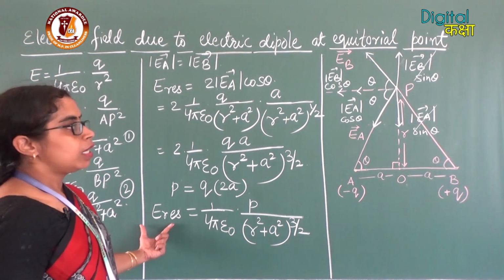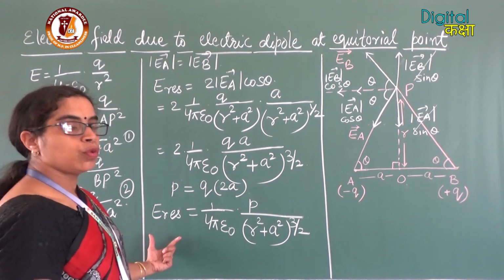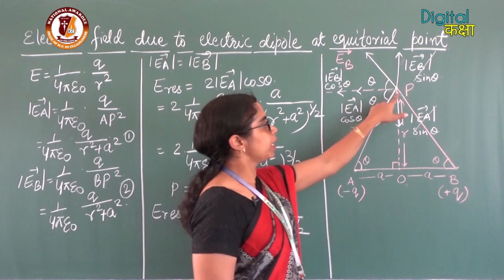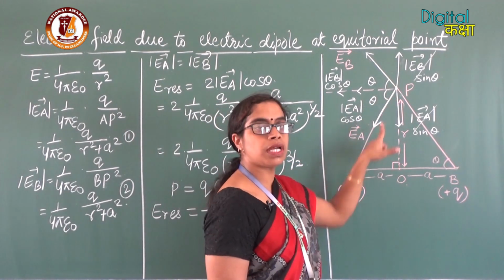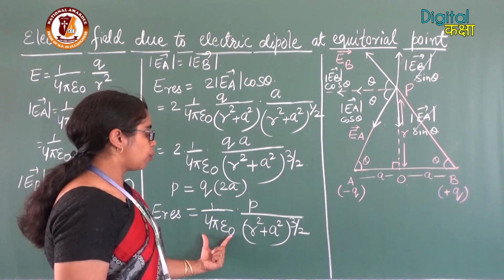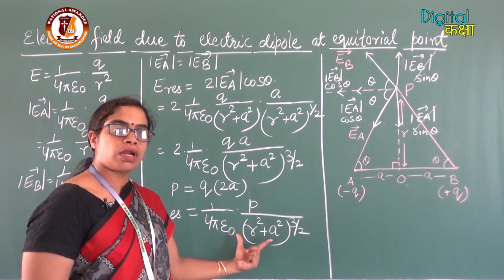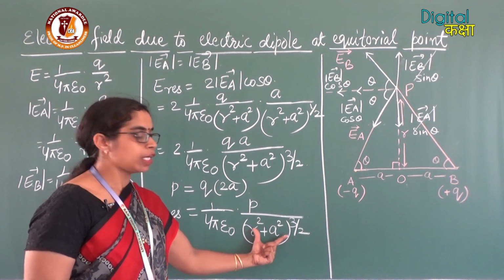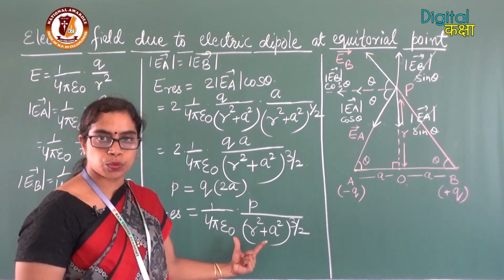So this way, the resultant value of the electric field at a point P, which is taken on the equatorial line of the dipole, is given by 1 upon 4 pi epsilon naught, P upon (R square plus A square) to the power 3 by 2.